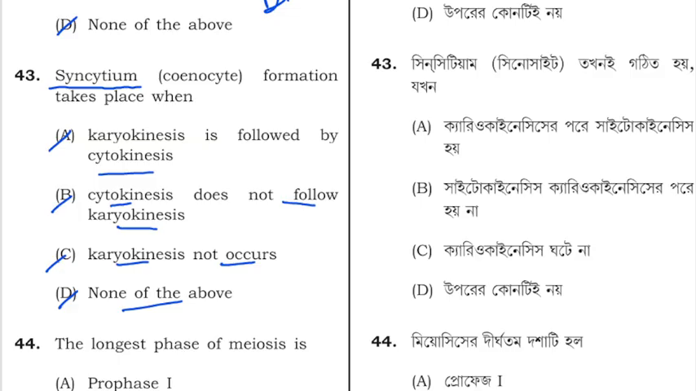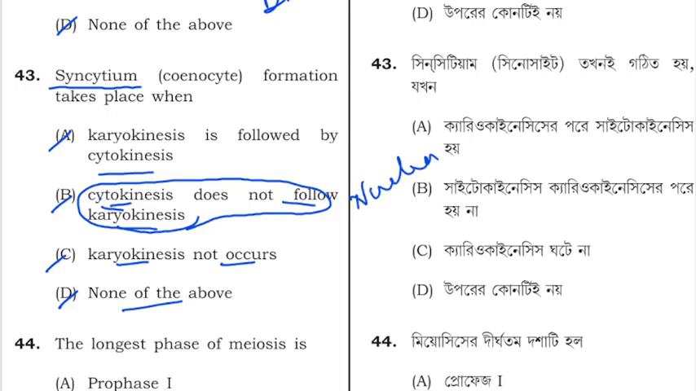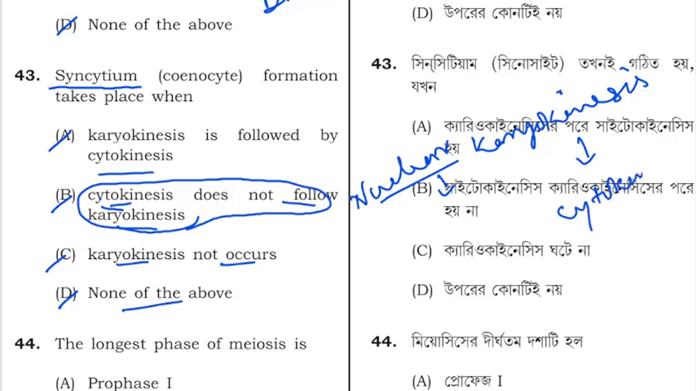So when karyokinesis is not followed by cytokinesis, only the nuclear division will occur. Nuclear division, that is karyokinesis, and after that there is no cytokinesis. Cytokinesis does not happen. So that will lead to a huge number of nuclei inside the cell, which is known as syncytium. So option B is correct.